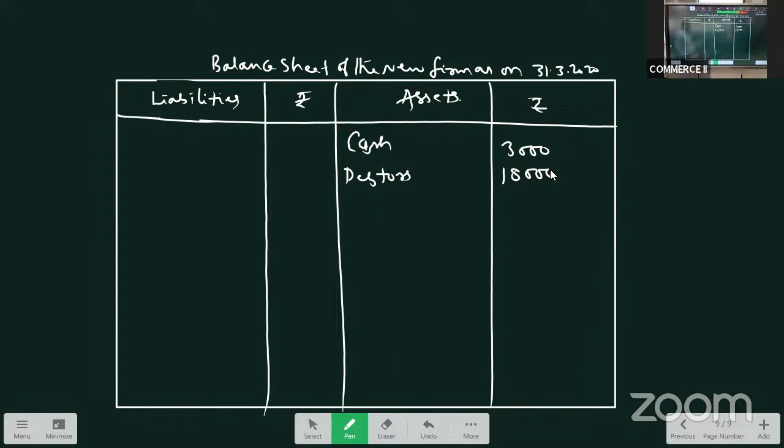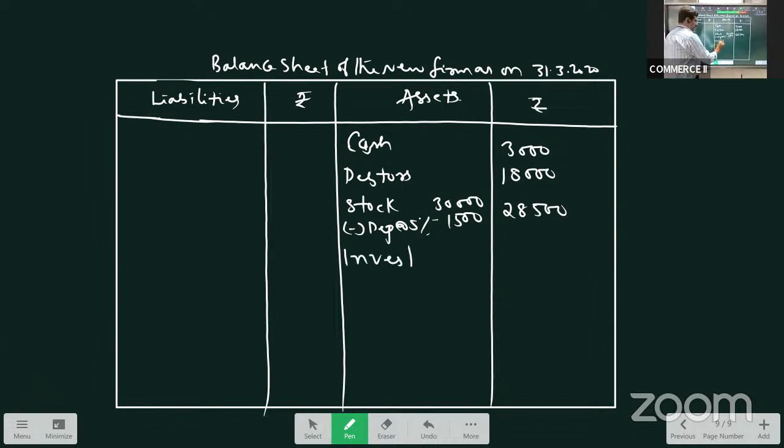Then stock. Stock is depreciated by 5%. The value given in the balance sheet is 30,000 and it is depreciated by 5%, which amounts to 1,500. Deduct and take 28,500. Investments, there is no change. So write investments as it is. That is 20,000.